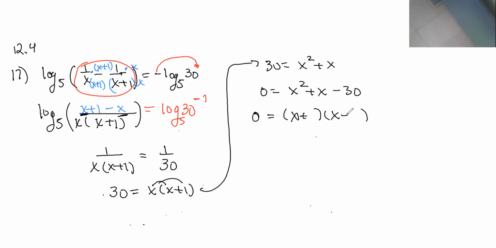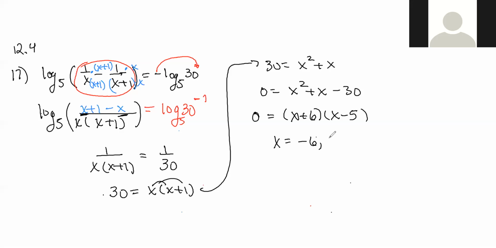Anybody have it? It's positive 6 and negative 5. Positive 6 and negative 5. Do you guys agree with Leilani? All right, so what are my two values for X? Negative 6 and positive 5.